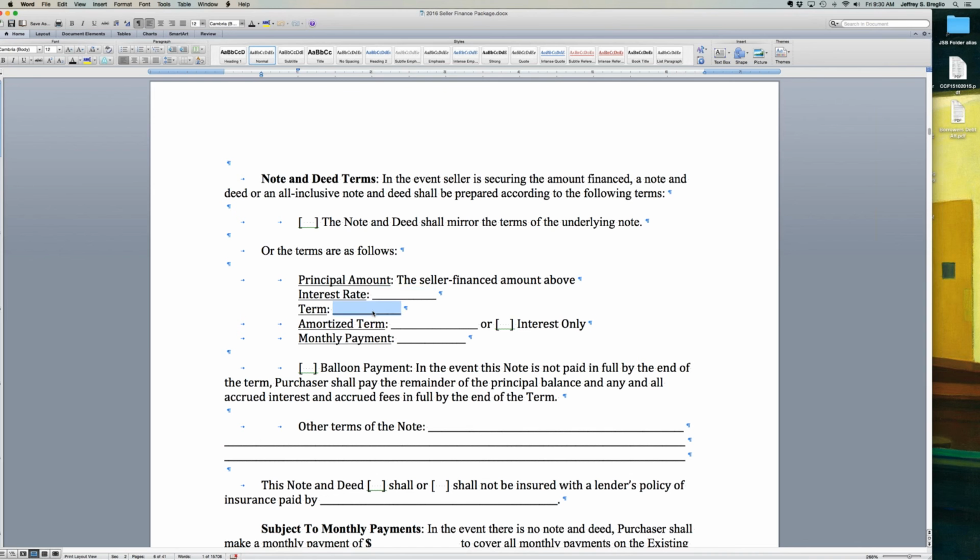Term, that's how many months or years. Amortized term or interest only, you need to decide. You need to understand amortization schedules, because again, you're creating a mortgage here. You can amortize something over 30 years, which is a standard 30-year mortgage, and your term may only be 5 years. That's called a balloon, right? In other words, this is a 30-year mortgage that's amortized out over 30 years, so it really is going to take you 30 years to pay it off. But if the term is 5 years, that obligates you to pay this off in 5 years. So you can do either or.